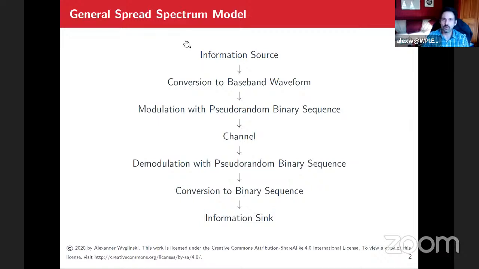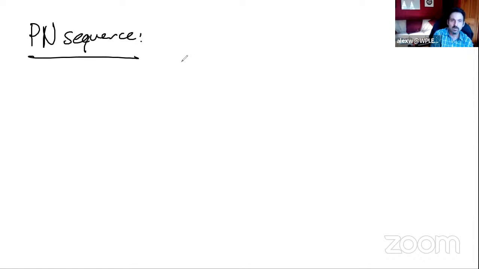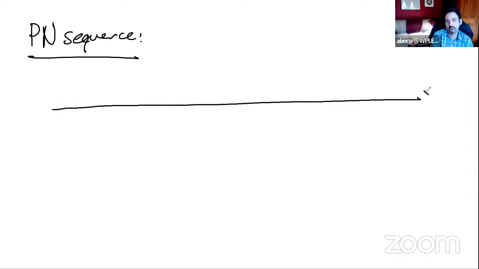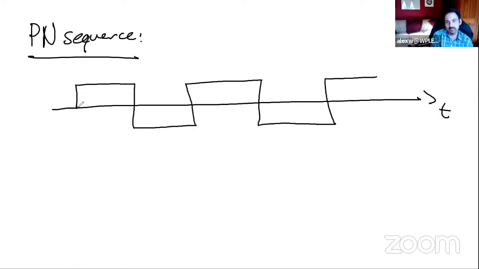So you might say, well, okay, what's a pseudo-random noise sequence? So the PN sequence works like this. Suppose I have something that looks like this. Let's suppose that's my baseband sequence. I'm being super lazy here, but I think just keeping it simple would help for now. Let's say that's the first symbol time period, second symbol time period, third, fourth, fifth symbol time period. All righty. So this is my baseband.